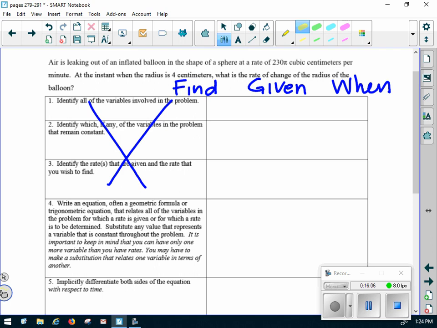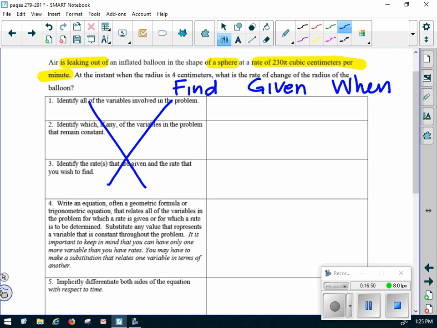You're going to take your highlighter and you're going to highlight what's important. Air is leaking out, that's important, of an inflated balloon in the shape of a sphere at a rate of 230 pi cubic centimeters per minute. So I'm thinking to myself, okay, self, what does that mean? Air is leaking out of an inflated balloon. What is changing? The volume, at a rate of 230 pi cubic centimeters per minute.